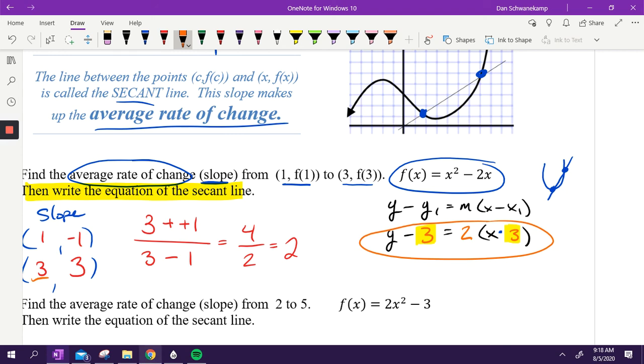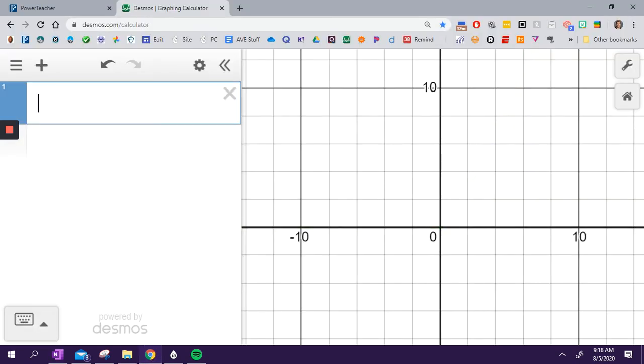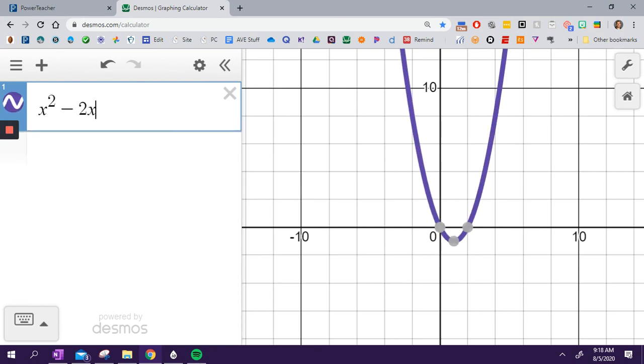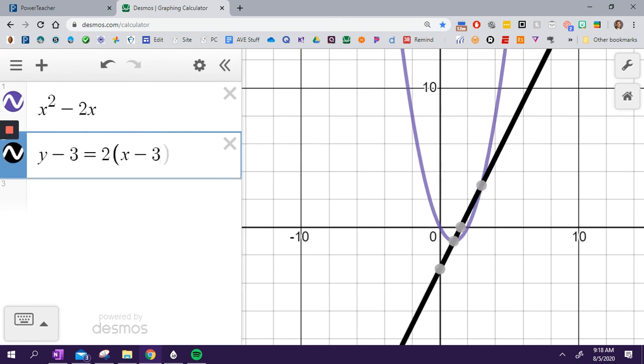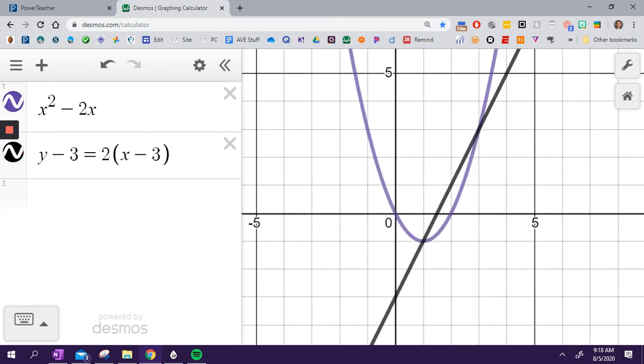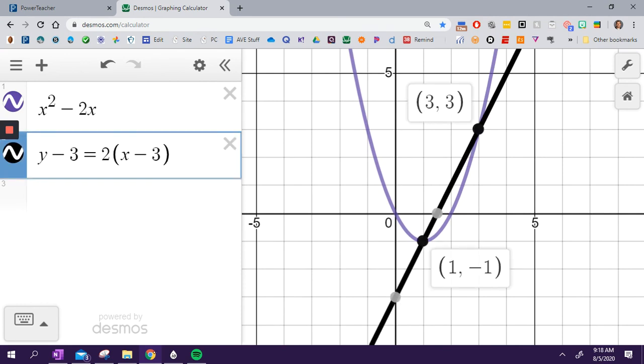All right, let me show you visually what we just did. So our equation was x squared minus 2x, right? And then we wrote the equation of the line. It was y minus 3. Don't solve even. I don't care. Y minus 3 equals 2 times x minus 3. That's the secant line. We went through the points 1, negative 1, and 3, 3. We wrote the equation of the line that gave us that slope. That's the secant line that we just created there. Makes sense visually what we did?